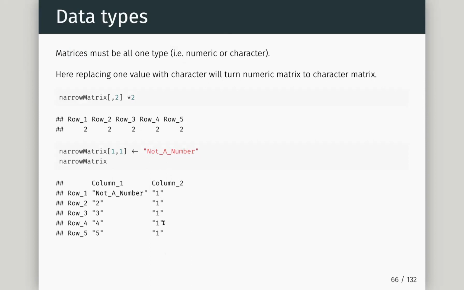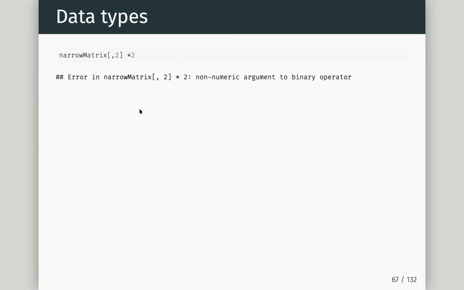Notice I'm not even affecting column 2 directly. I'm replacing something within column 1, row 1, with something which, yeah, makes sense. I can't times that by 2. But as soon as I've done that anywhere in my matrix, the whole matrix's nature has changed. It all becomes character, and then I can't do these operations.